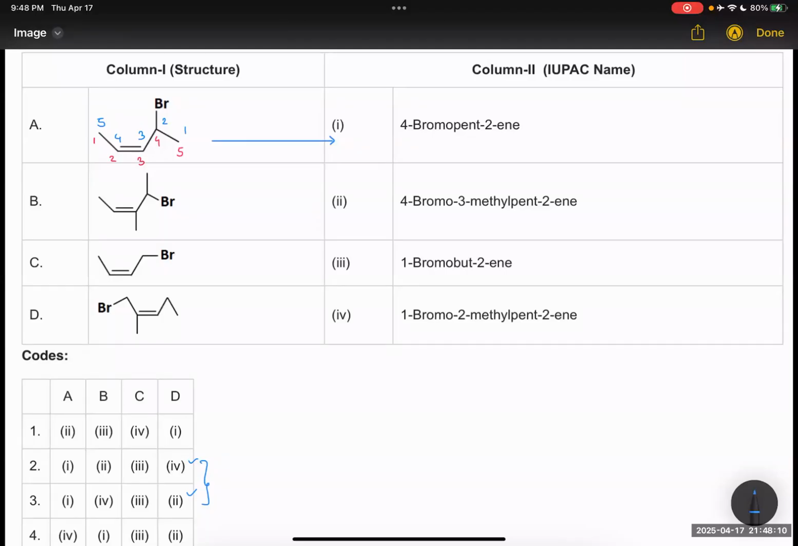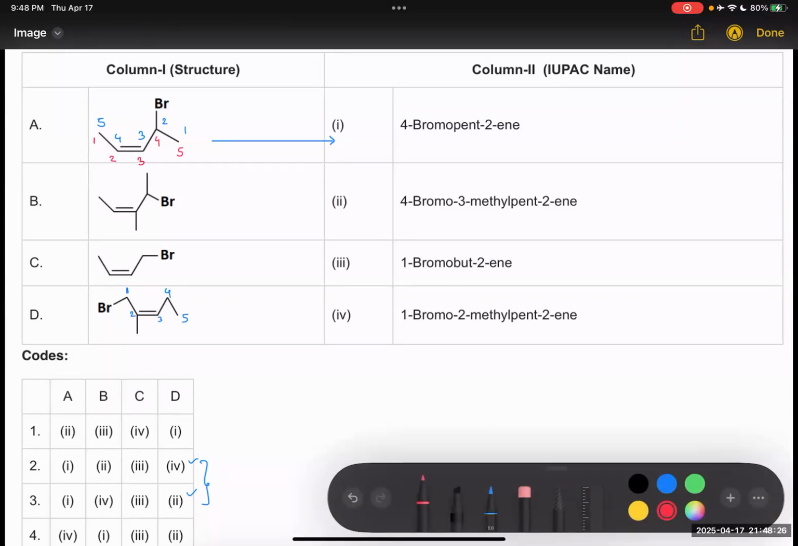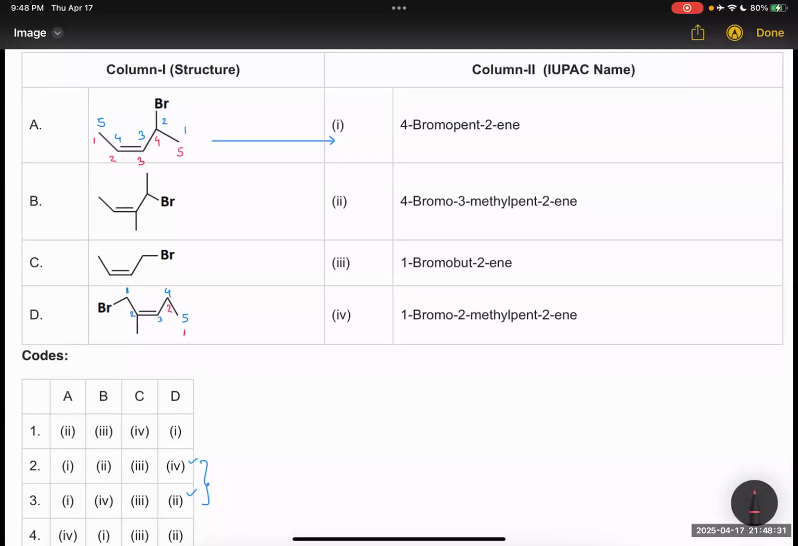So let's check the last option, option D. This is 1, 2, 3, 4, and 5. Okay, this is one way of numbering, or we can have numbering in this way also. 1, 3, 4. Which one do you think is more appropriate?